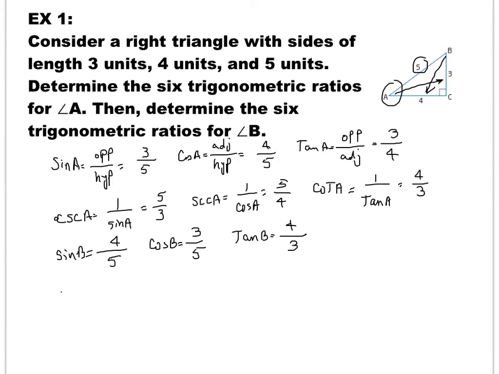Now, cosecant B is just the reciprocal of sine B, which is 5 over 4. Secant B is the inverse or the reciprocal of cos B, which is 5 over 3. And cotan B is the reciprocal of tan B, which is 3 over 4.